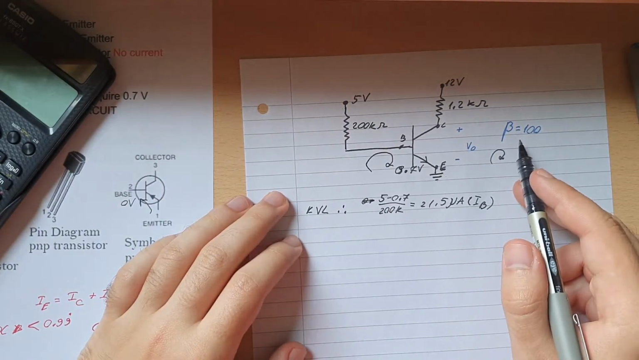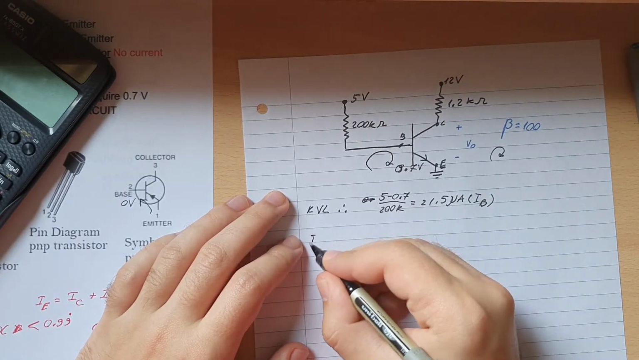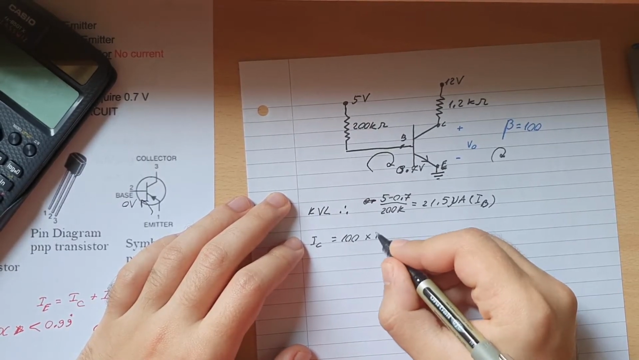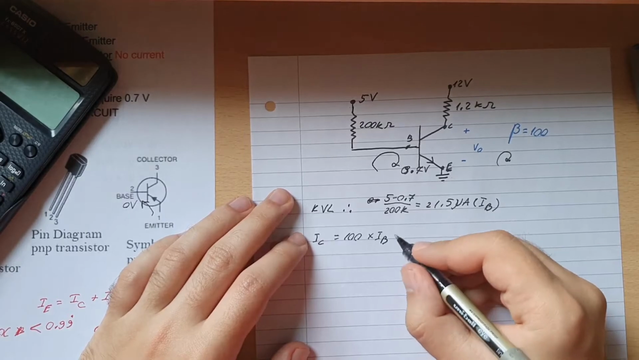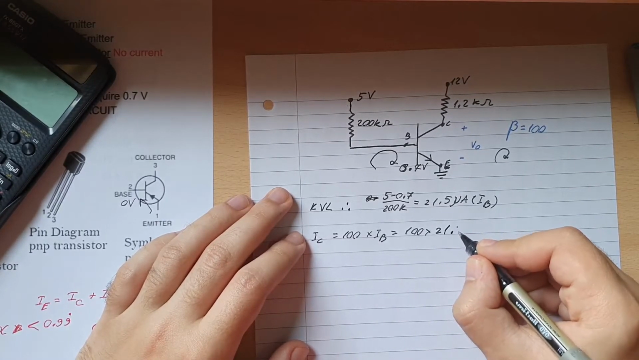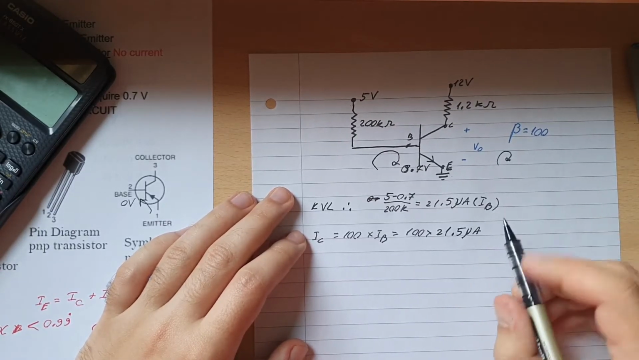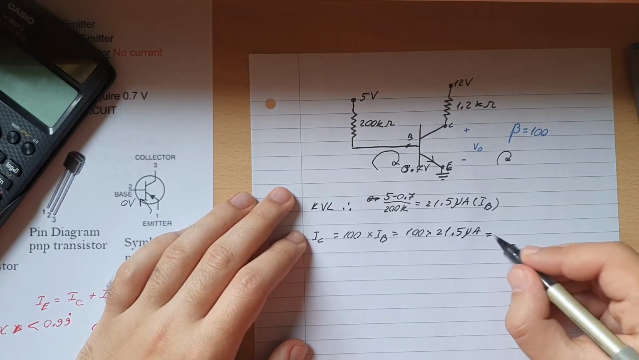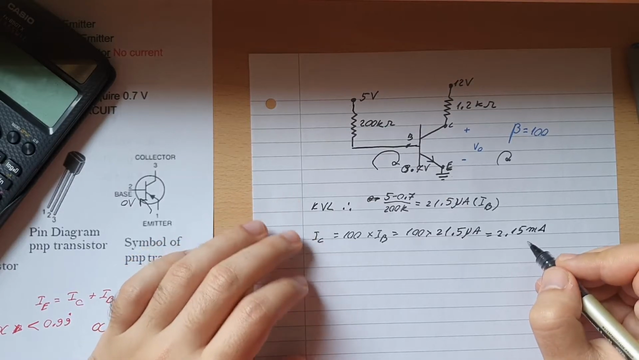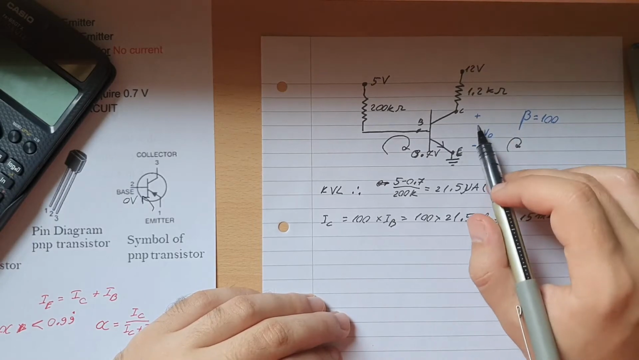So we know the gain is 100, and we need to know the IC. So we can simply do IC equal to 100 times IB, which is 100 times 21.5 microamps, and that will be equal to 2.15 milliamps. Quite big, to be honest. Anyway, now what we need to do is to find Vout.